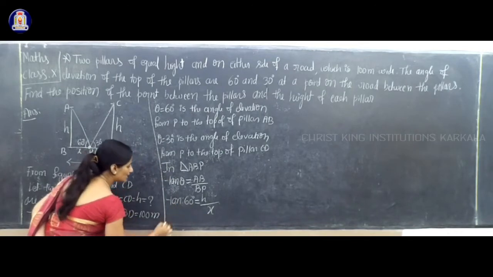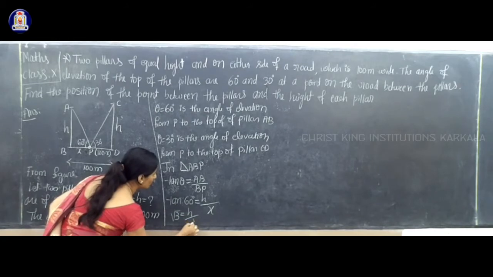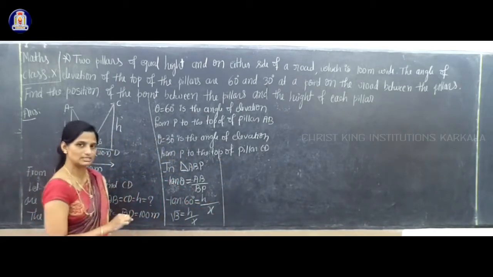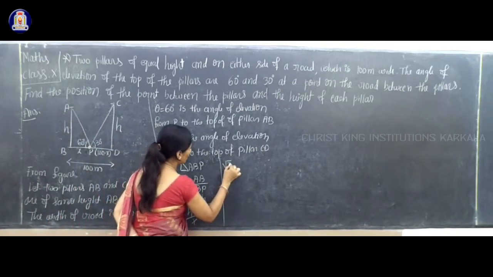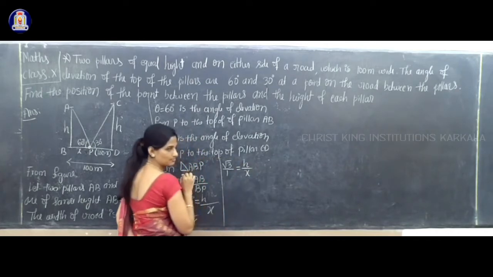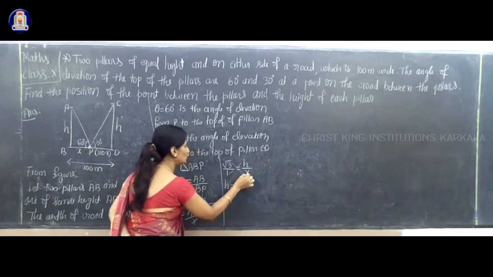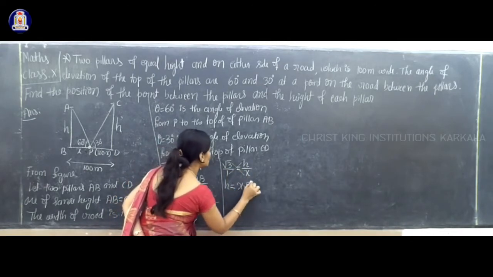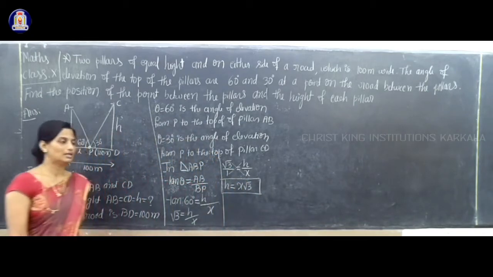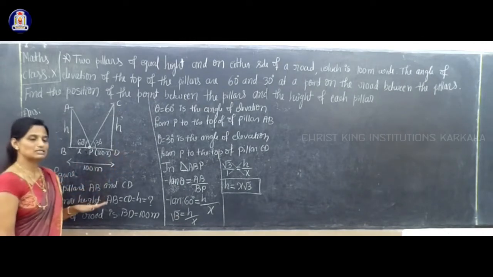So what is tan 60? Tan 60 is root 3, equal to H divided by x. So this you can simplify. Many times this type is repeated. Root 3 can be written as root 3 by 1, which is equal to H by x. Now cross multiply: H into 1 is H, equal to x into root 3, x root 3. So that is the height of the building or pillar, x root 3. Take it as the first box.